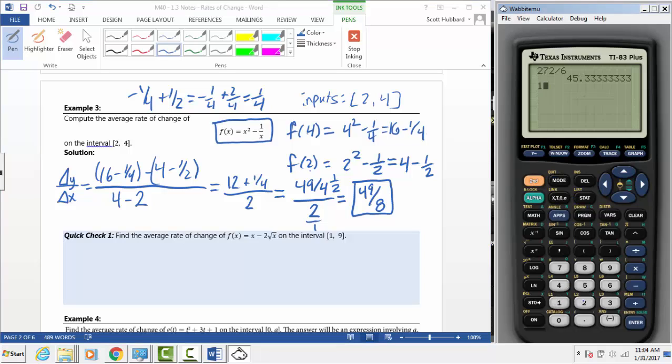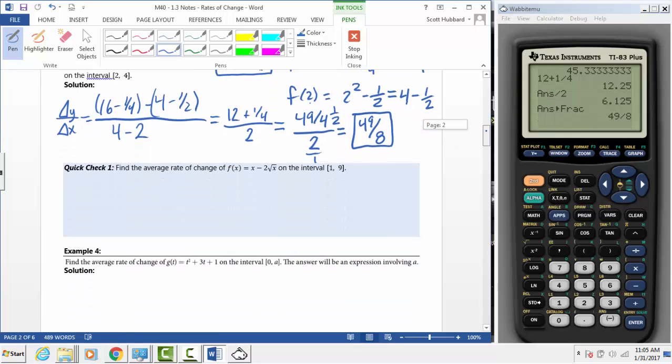If you just go to your calculator and go, okay, 12 plus 1/4, divide by 2. Okay, you get 6.125. And if you convert that to a fraction, you get the same answer, 49/8. Okay. All right, so that's the average rate of change.